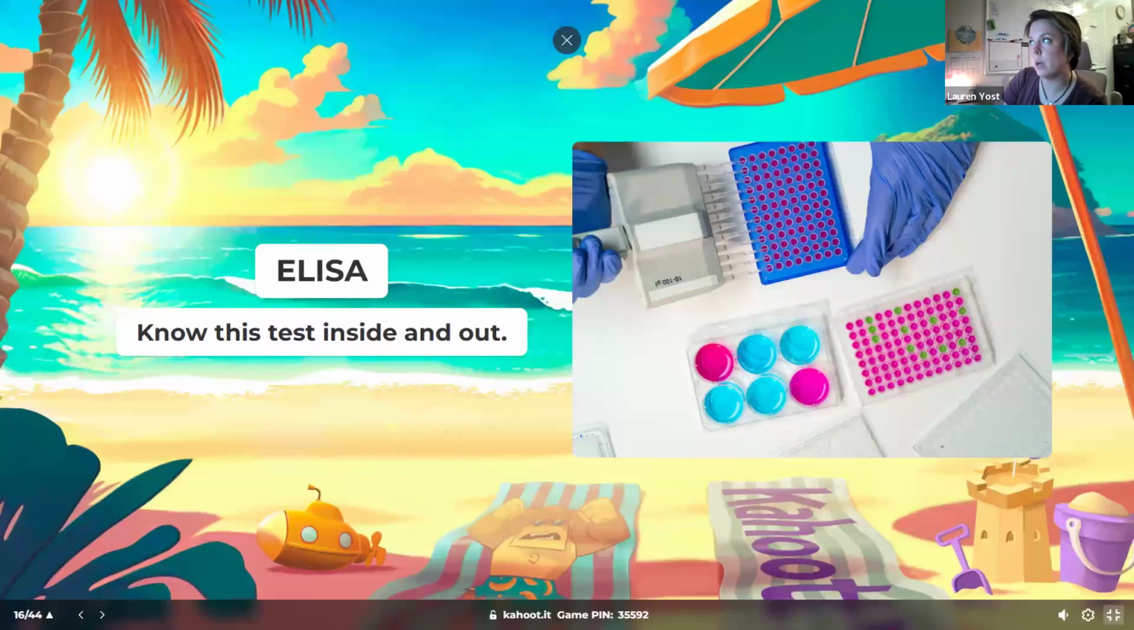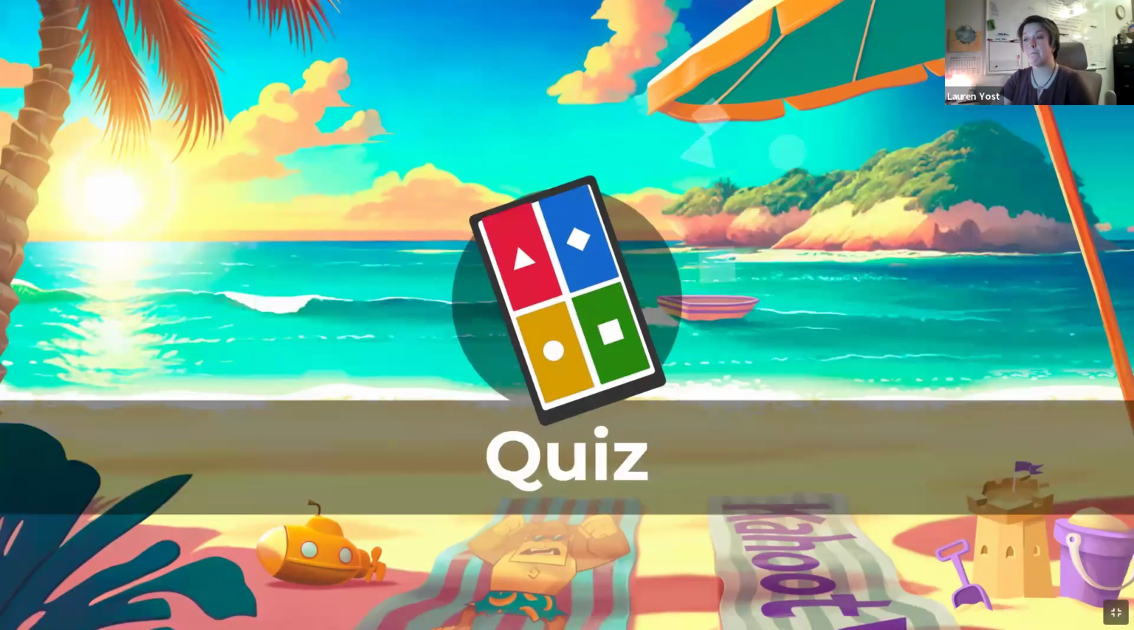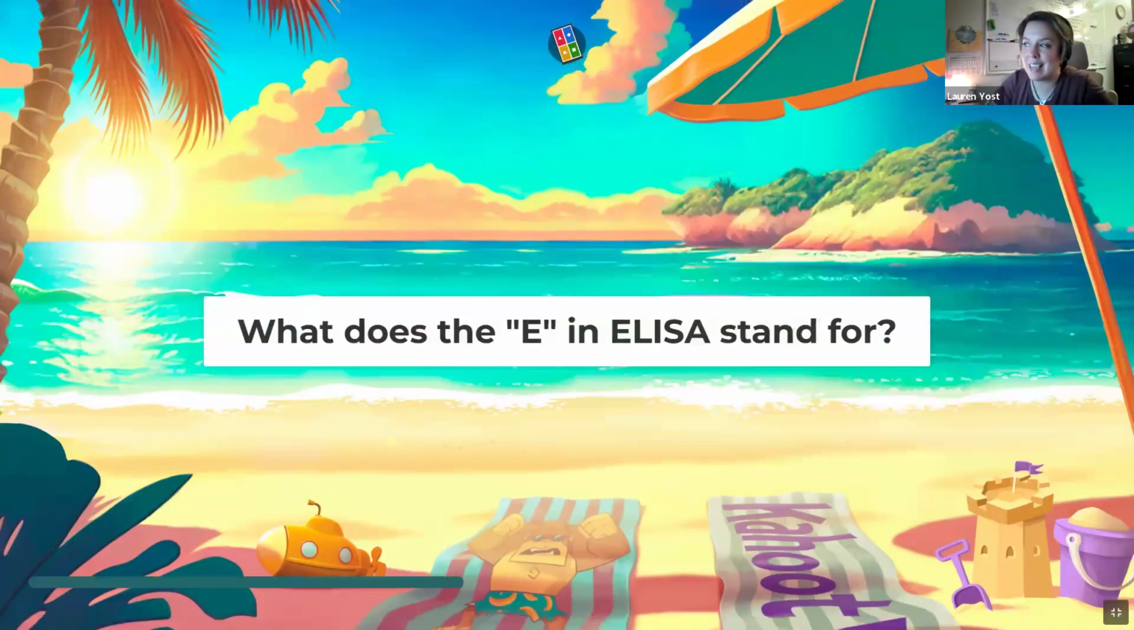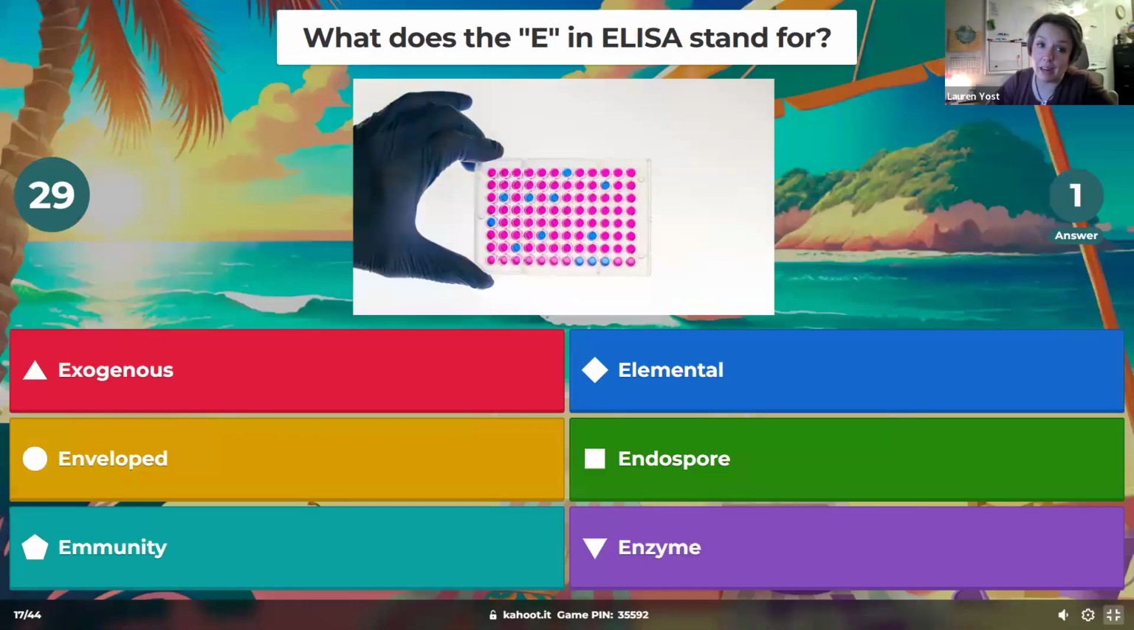We'll learn more about those in chapter 18 when you get to it, but I want to set you up for success: the antibody-antigen interaction doesn't just apply to ELISA. It applies to a lot of immunologically based tests. All right, first question, what does the E in ELISA stand for? I don't care how you pronounce it, as long as you know it's ELISA and you know what each of those letters stands for.